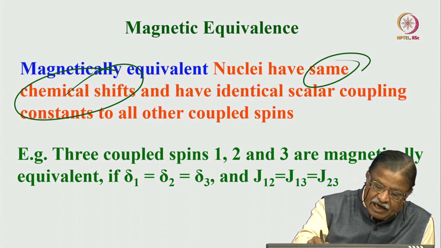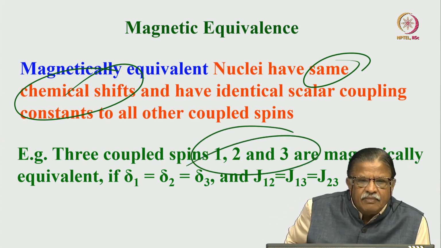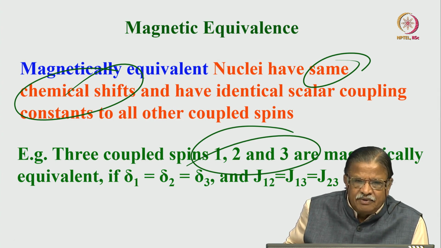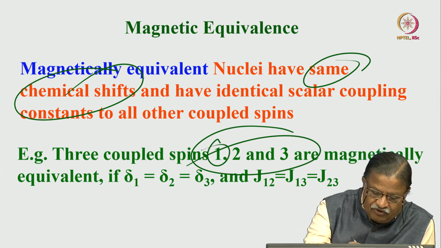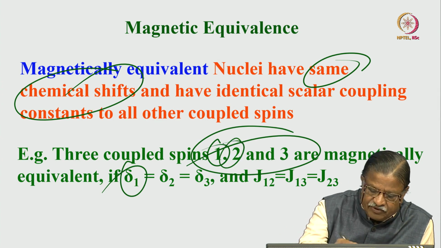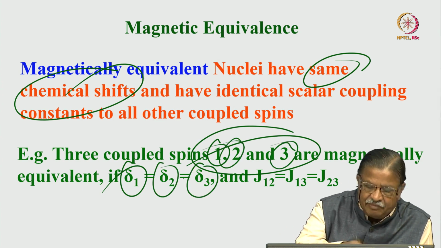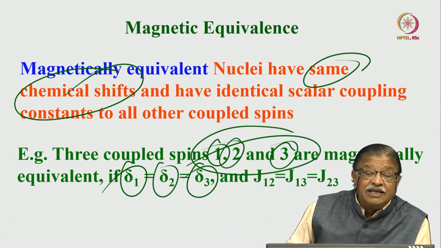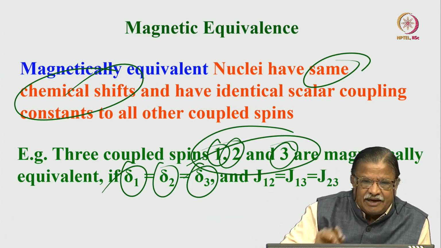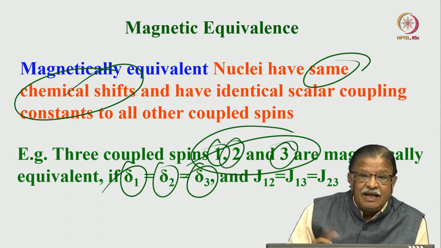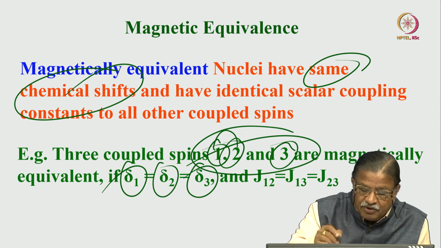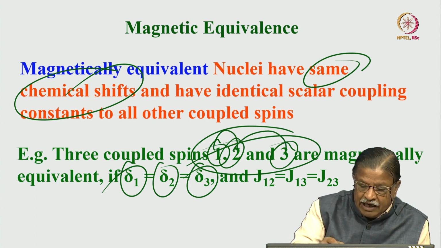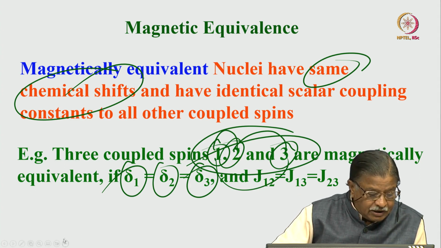For example, I have 3 protons. When they say all the 3 protons are magnetically equivalent in a molecule, what does it mean? The chemical shift of 1, delta 1, chemical shift of 2, delta 2, and delta 3, all the 3 should be identical. That means they should be chemically equivalent. In addition to that, there may be a coupling. J12 is there, coupling between 1 and 2, coupling between 2 and 3, and coupling between 1 and 3 are also there. All the 3 are there.